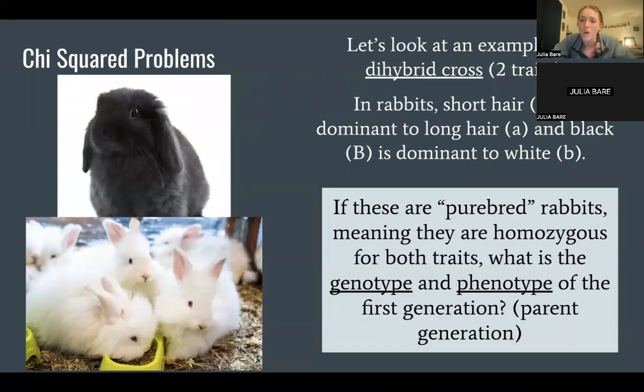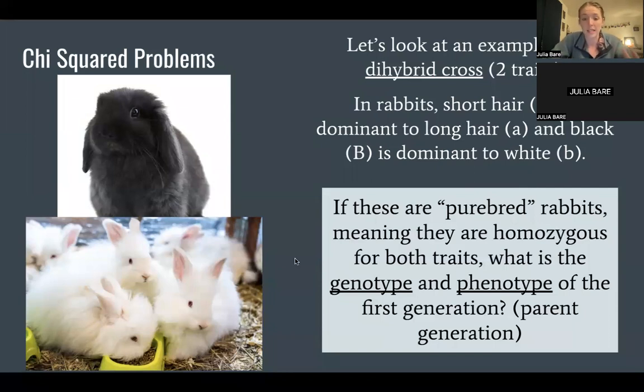A dihybrid cross just means when you are crossing two different genes, two different characteristics. In this case, we are going to be looking at the two characteristics of long or short hair in rabbits and black or white fur. Short hair is dominant, long hair is recessive, black is dominant, and white is recessive.